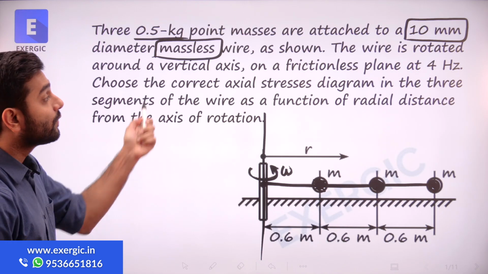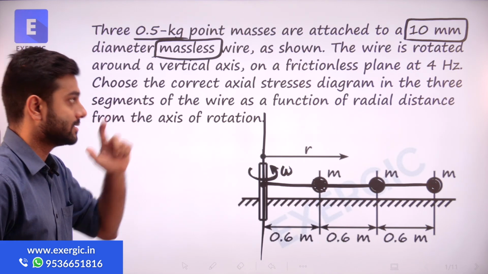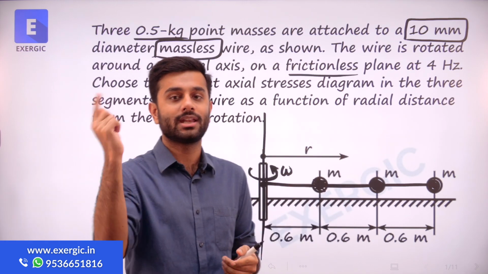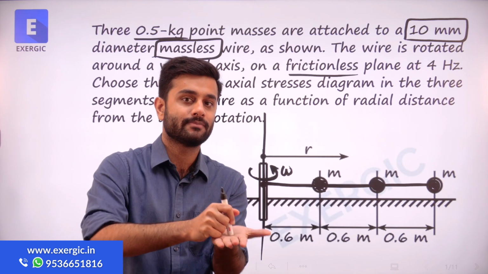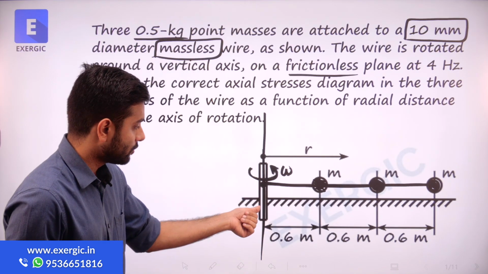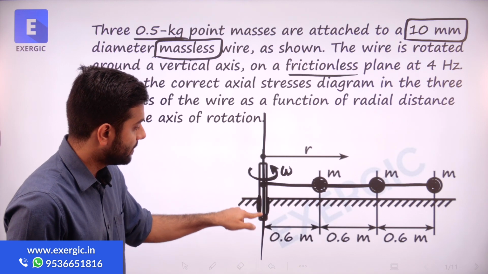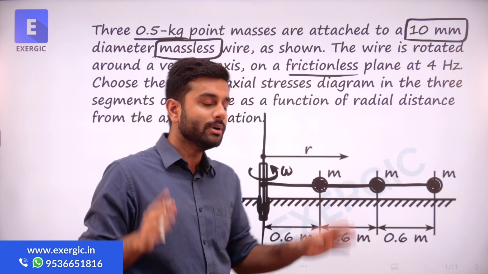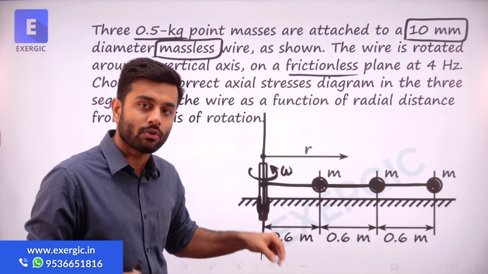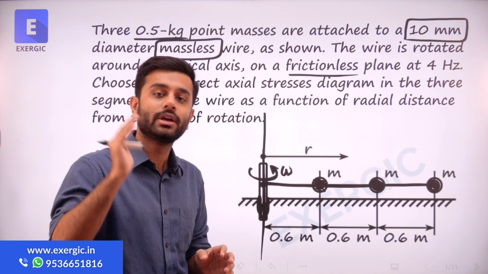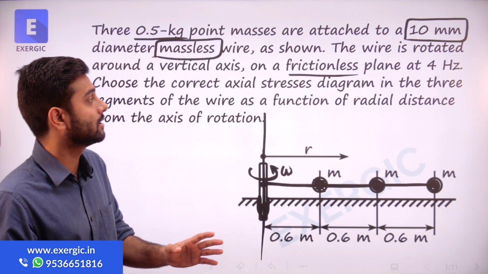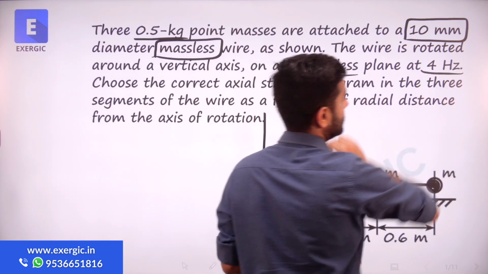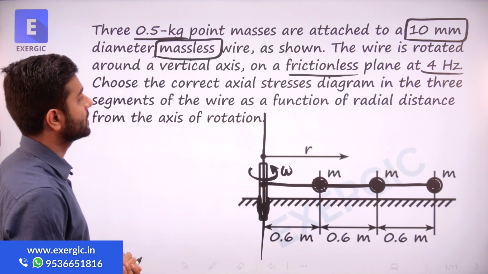Now, on a frictionless plane at 4 hertz, again important keyword, frictionless plane. It is rotating, obviously rotating needs to be done on some base. When it is being rotated, it is obviously in contact with the surface, with the base, but it is frictionless. The plane is frictionless, so there is no energy loss. We can assume that it is going to rotate at the same angular velocity omega. Its omega is not going to reduce due to energy dissipation as a result of friction because it is frictionless. Rotating at 4 hertz. It has given you the frequency of rotation as well.